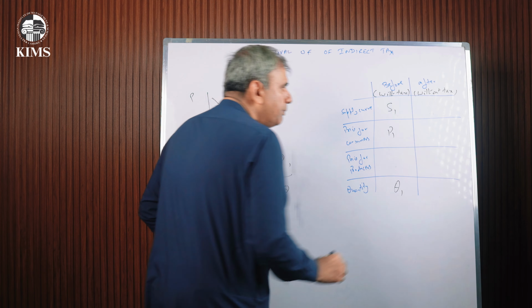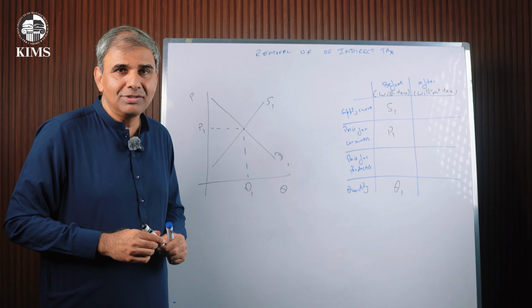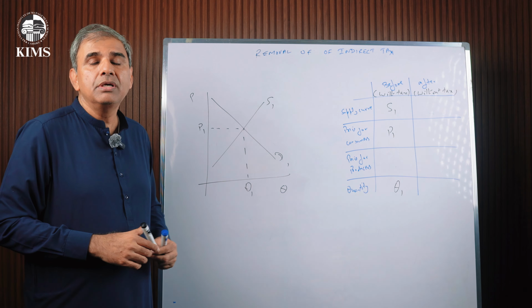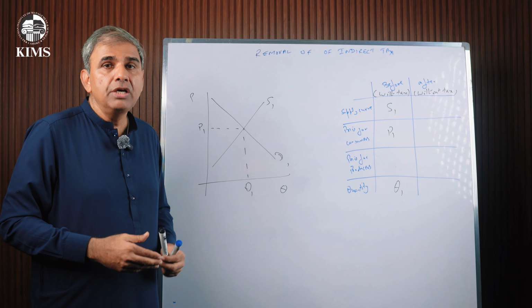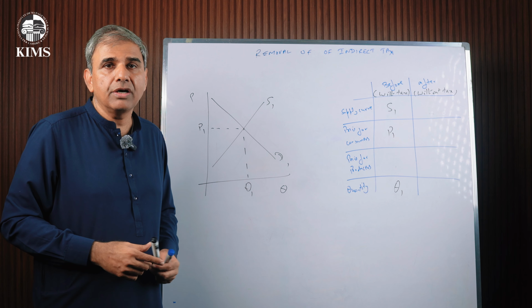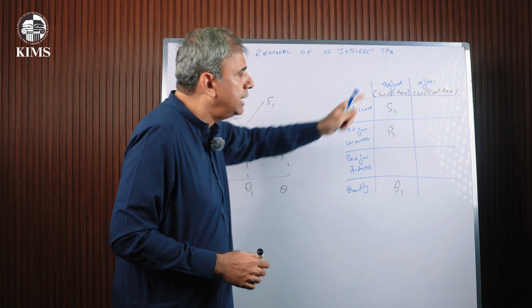is Q1. But the tricky part is to identify the price for the producers. You need to know what is the price. Before we identify the price for the producer, we need to draw another supply curve. And that supply curve would be after the removal of indirect tax.